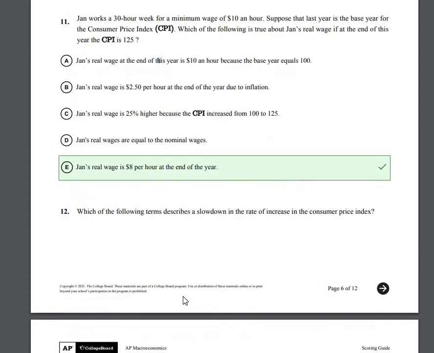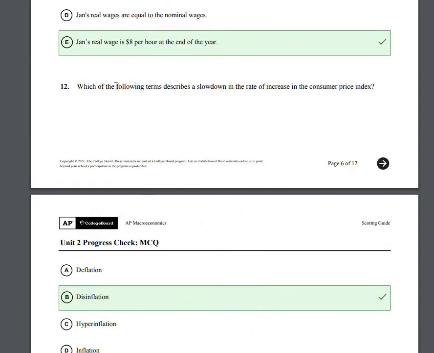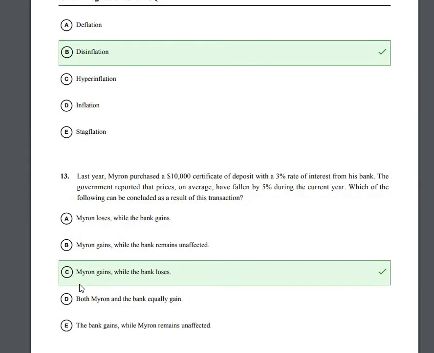Okay, so number 12, which of the following terms describes the slowdown in the rate of increase in the consumer price index? That would be disinflation. So that's where if you're not in deflation, it's just the rate of inflation has gone down. So it's disinflation, okay? So instead of being 3%, it's 2%, and then the next year, instead of 2%, it's 1%. We still have inflation, it's just going down, so it's disinflation.